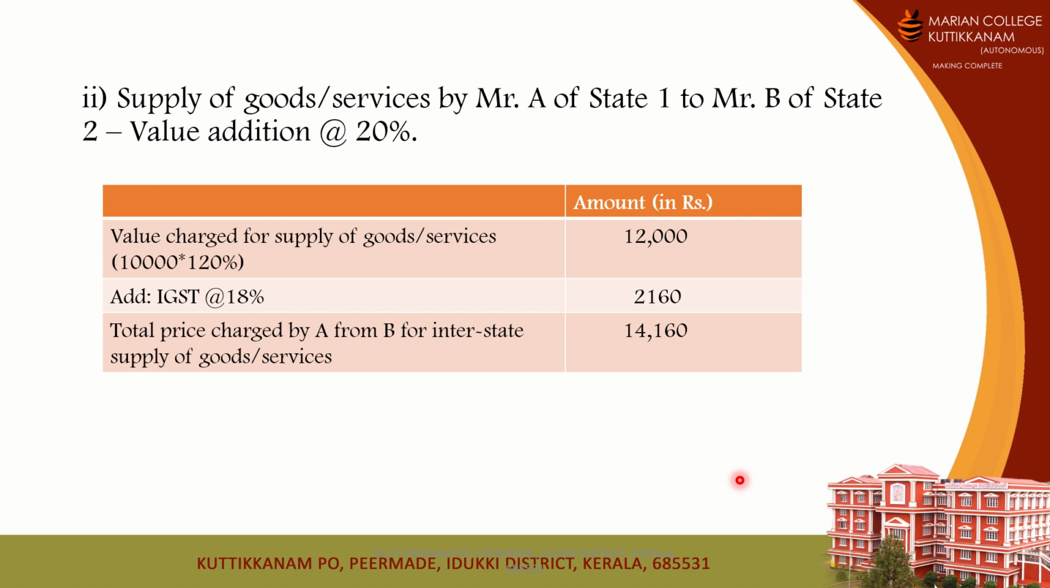And since it is an interstate supply, there is IGST charged at 18%. So 2160 will be the tax amount. So Mr. B of state 2 needs to pay 14,160 rupees to Mr. A of state 1 in this case. Okay. So let's see what happens.